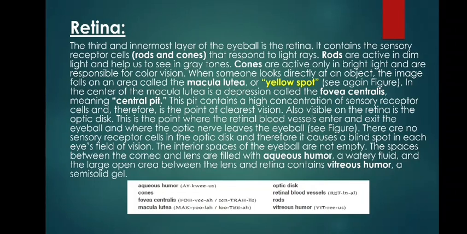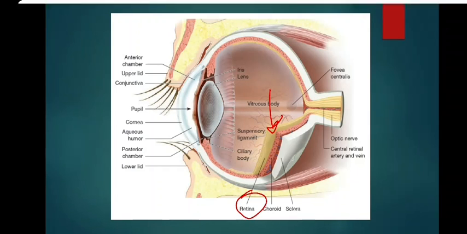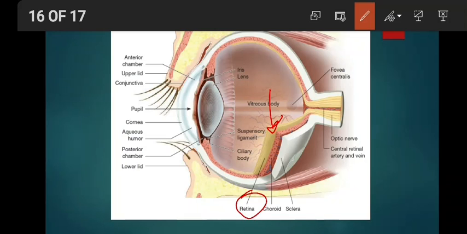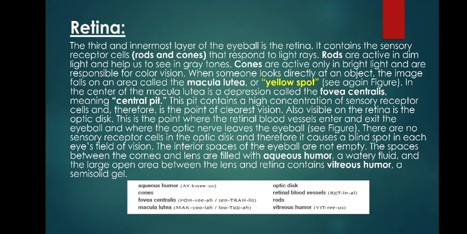When someone looks directly at an object, the image falls on the area that is called the macula lutea, or the yellow spot. So the rays will pass through the cornea, the pupil, and the lens, and it will fall on the retina, the yellow spot.